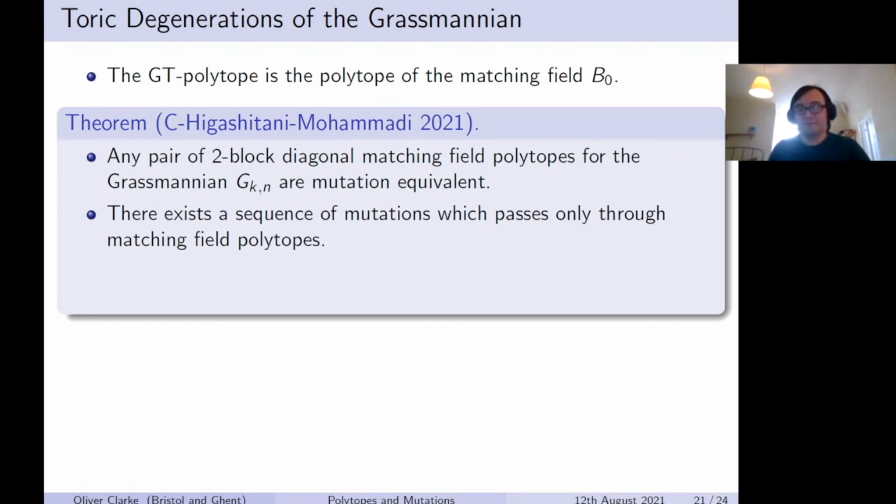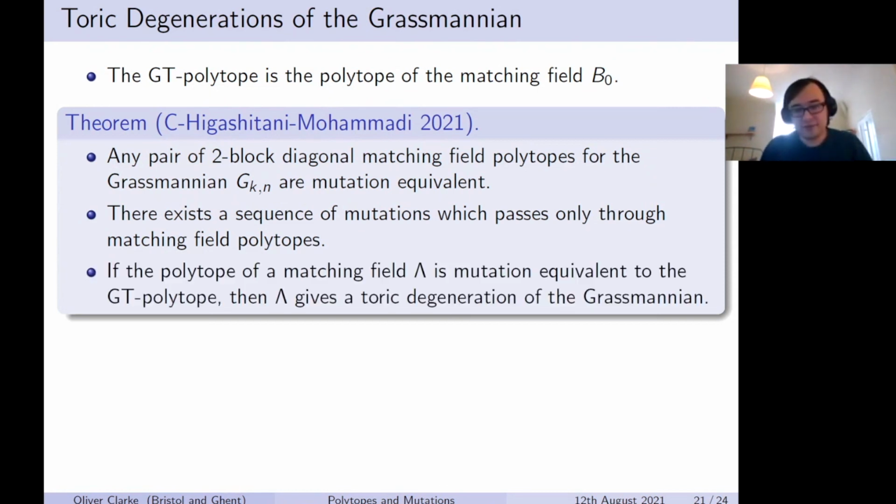Moreover, what we do is we actually find a sequence of mutations that only pass through other matching field polytopes. So given two block matching fields, the sequence of mutations only passes through some other matching fields, and we call these intermediate matching fields.